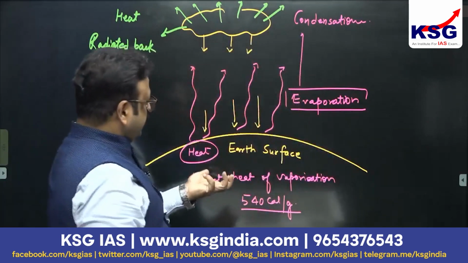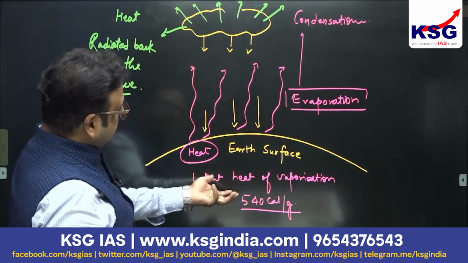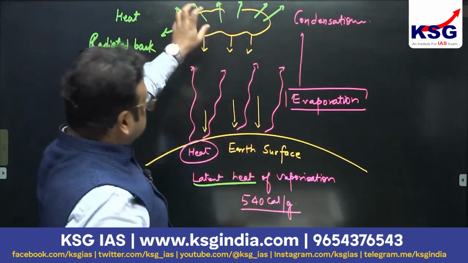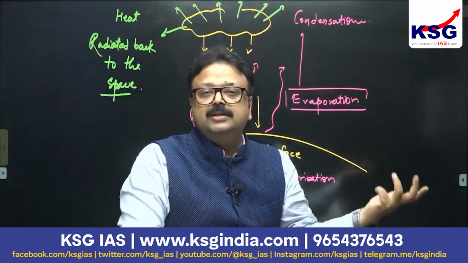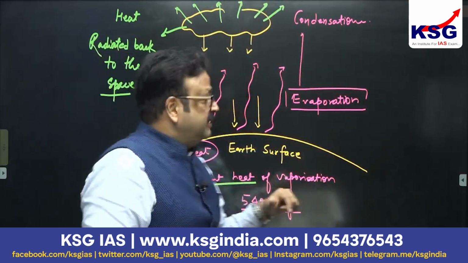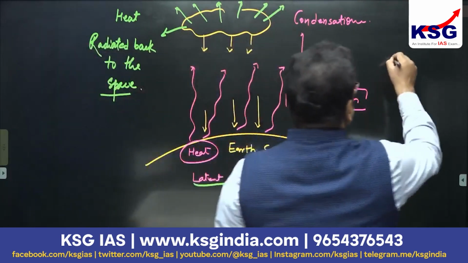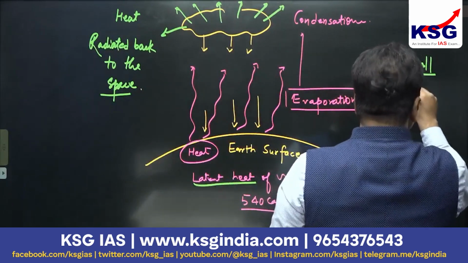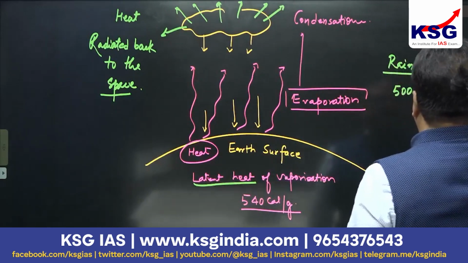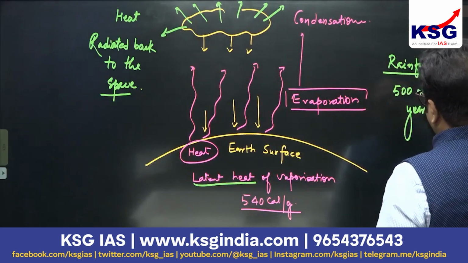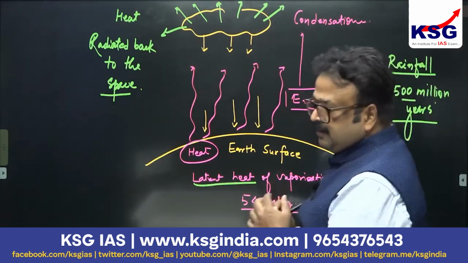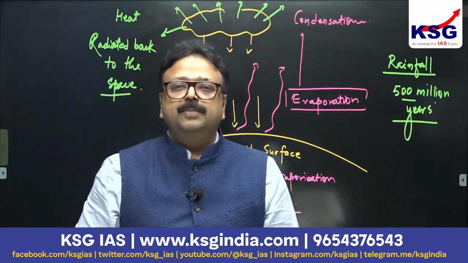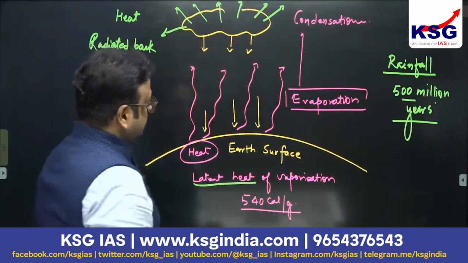Every time the water is falling in the form of rain, drops get evaporated, absorbing this latent heat of vaporization, get condensed, releasing the heat, latent heat of condensation, and then again there is rainfall. And this rainfall cycle continues for 500 million years. 500 million years continuous rainfall was taking place. And in this process, the main thing which was happening over there was cooling of the earth's surface. So cooling occurs.